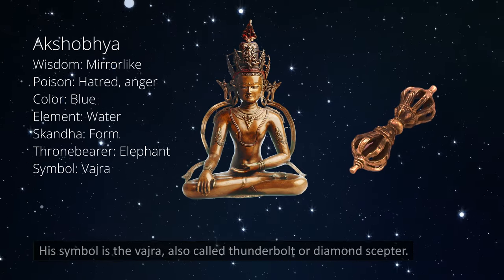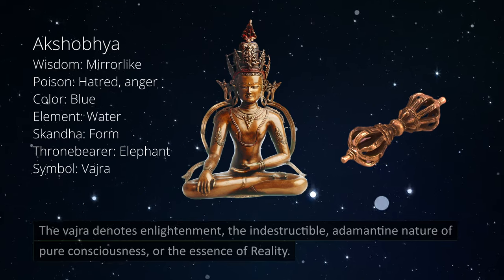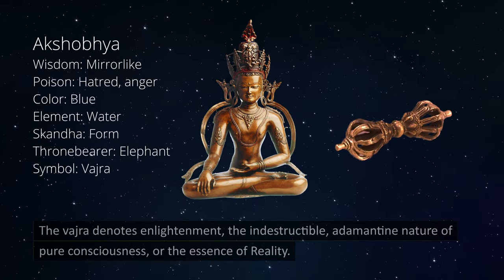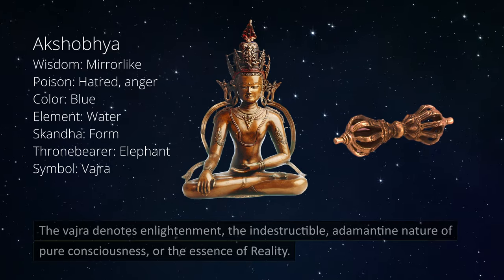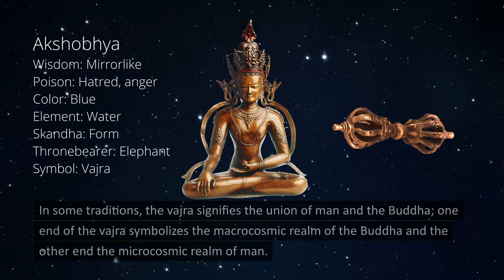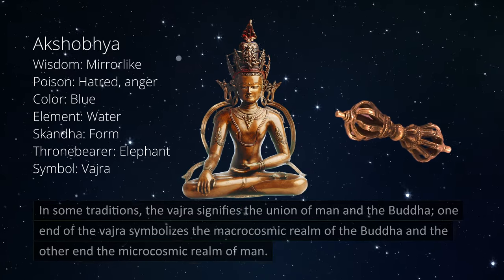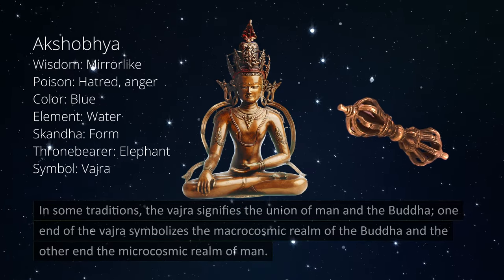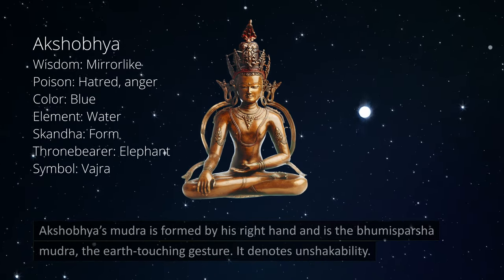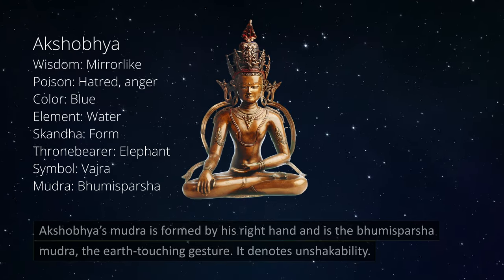His symbol is the vajra, also called thunderbolt or diamond scepter. The vajra denotes enlightenment, the indestructible adamantine nature of pure consciousness, or the essence of reality. In some traditions, the vajra signifies the union of man and the Buddha. One end of the vajra symbolizes the macrocosmic realm of the Buddha, and the other end the microcosmic realm of man. Akshobhya's mudra is formed by his right hand and is the Bhumisparsha mudra, the earth-touching gesture.